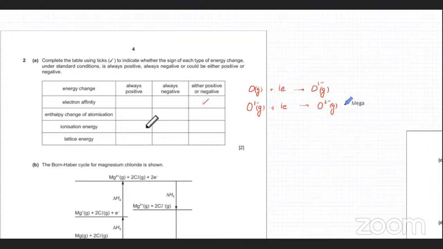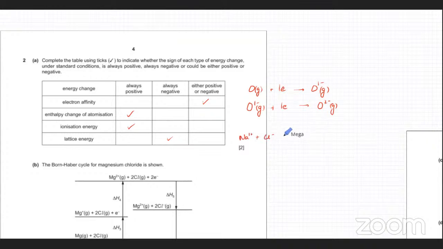Atomization is always endothermic because you have to break bonds to form atoms, and breaking bonds is endothermic. Ionization energy is also always endothermic because you have to remove electrons, and it always requires energy to pull an electron and take it away from the nucleus. And lattice energy is always exothermic. Why? Because you're forming bonds. Lattice energy is the energy that is released when a lattice is formed.